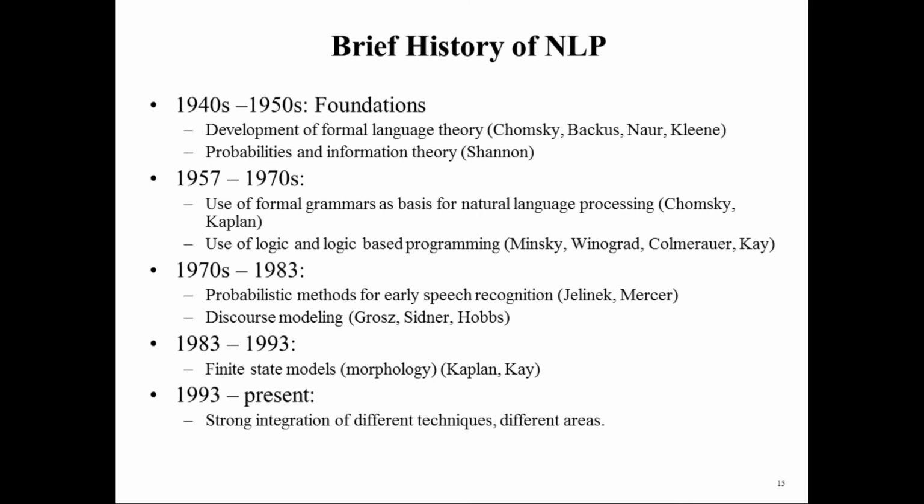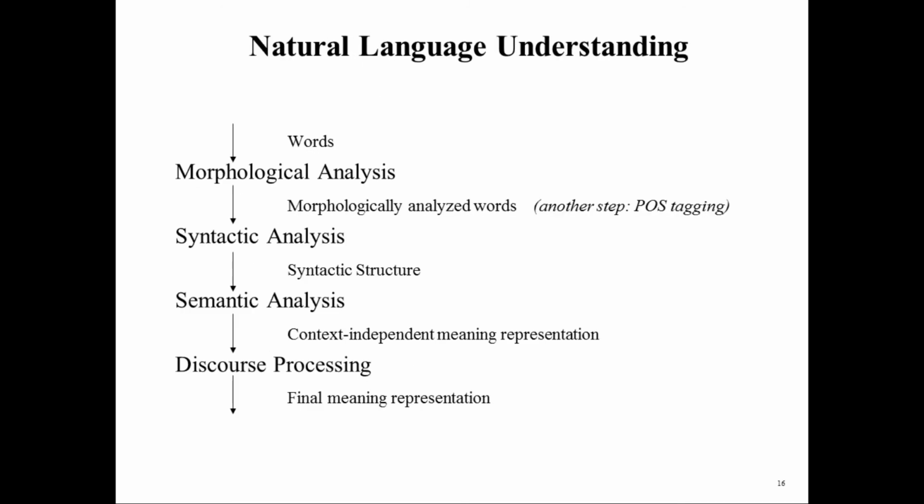So this is a brief history. I want to skip this. Now, natural language understanding, this is very important. We have a word, and we have a morphological analysis. Morphological analysis means you have to convert this word and get the meaning. Then syntactic analysis, then semantic analysis, and then discourse processing. This is how natural language processing is done in machine learning. I'll give an example in the next video.